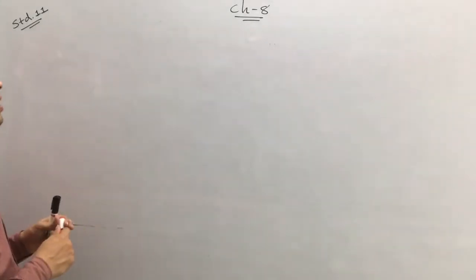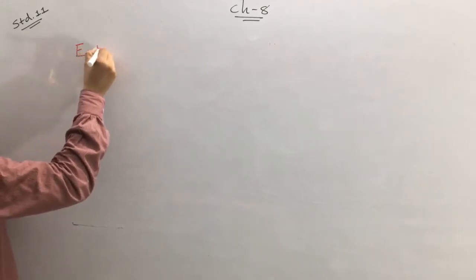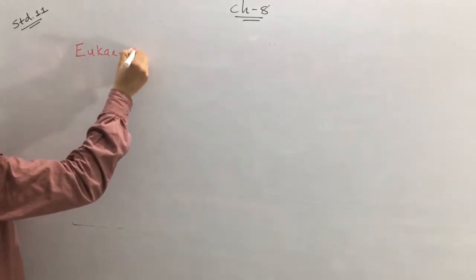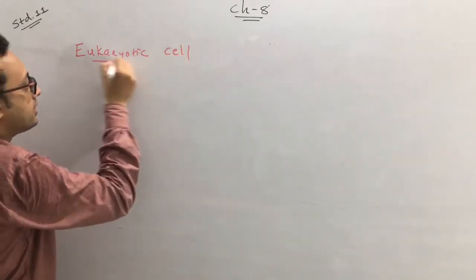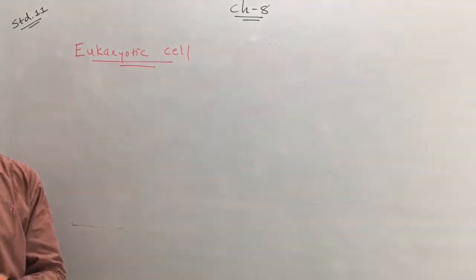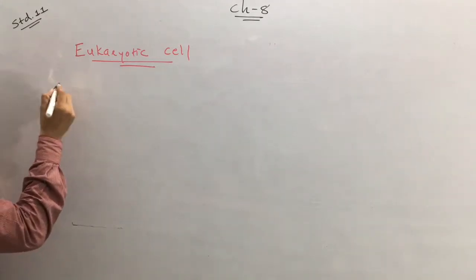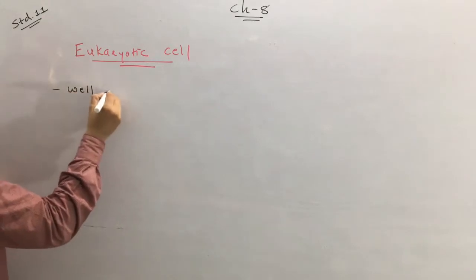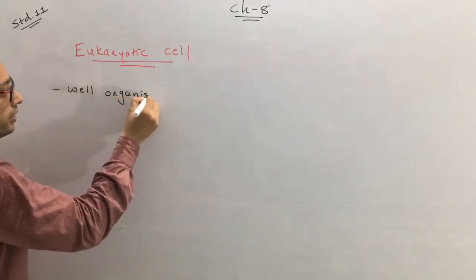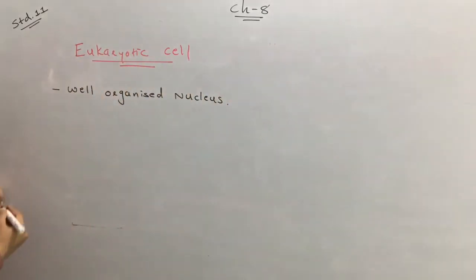By comparing the characteristics of the eukaryotic cell with the prokaryotic cell, you already know these characteristics. I will just list again the characteristics we discussed during the comparison, which you can find only in eukaryotic cells. The first characteristic is that they have a well-organized nucleus.